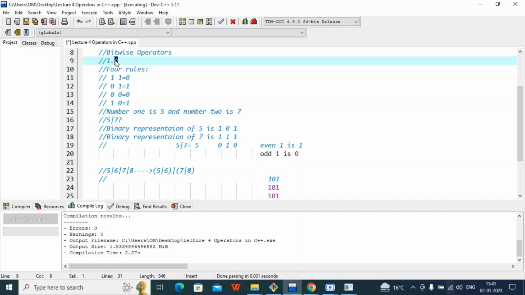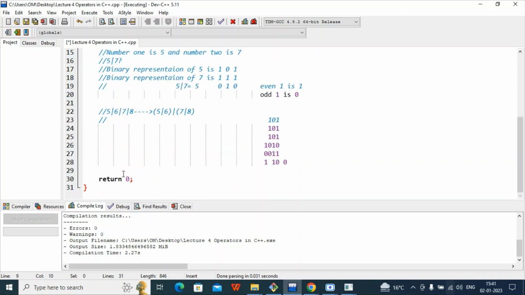I'll cover a video in which I'll be solving various problems on these operators. Then you will get more clarity. I'll be making a practice question set 2 in which I'll be solving n number of problems on these operators, especially these bitwise operators, right? Okay. And two more things I would like to tell you about this bitwise operator.